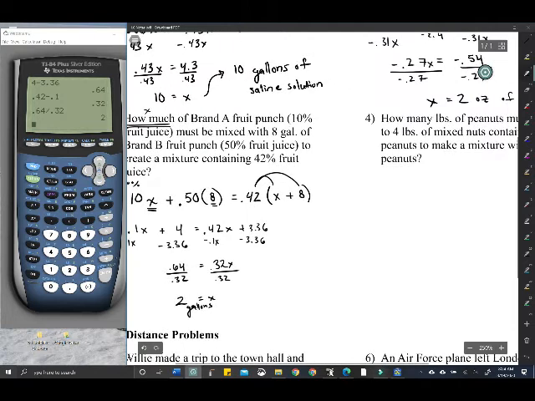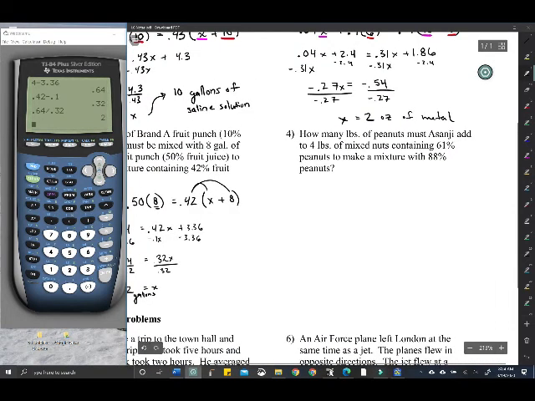Okay, and the last one here, another little curveball with this one. Peanuts, my favorite food. Peanut butter, love it. Skippy, that's the brand. I do like it all natural, but peanuts, peanut butter. Anyway, let's go. How many pounds of peanuts must Asanji add to 4 pounds of mixed nuts containing 61% peanuts to make a mixture of 88% peanuts?